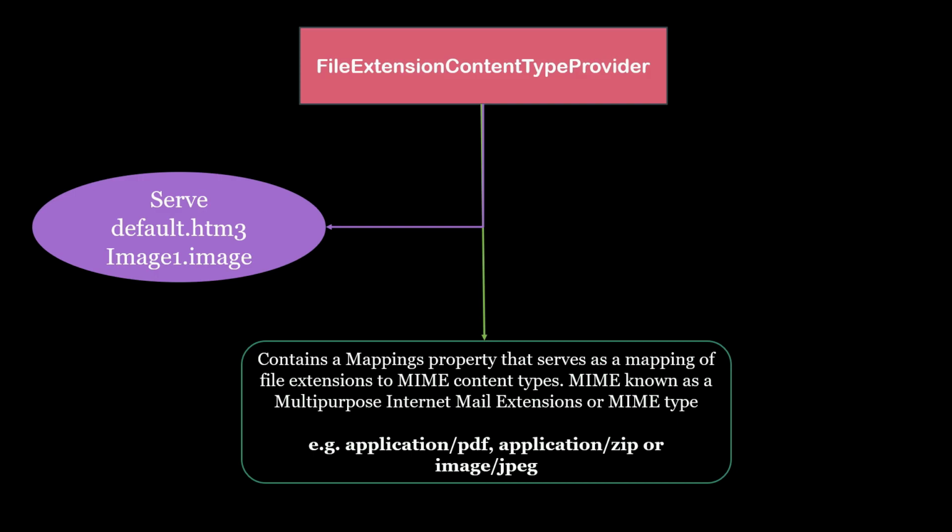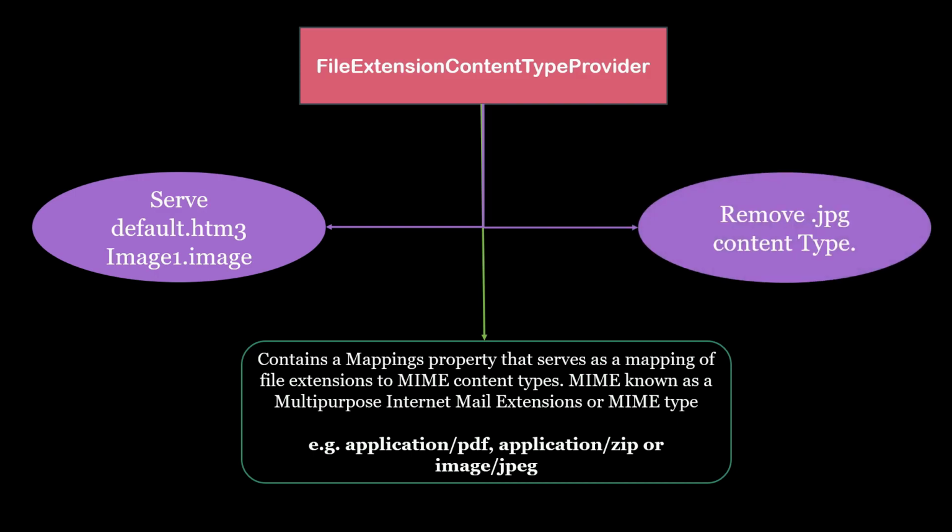The next scenario is we don't want specific files to be processed, let's say .jpg or .mp4 or any kind of file. Can we prepare our middleware to stop processing such files? To overcome such scenarios, we can use the File Extension Content Type Provider, in short, for mapping related activities.